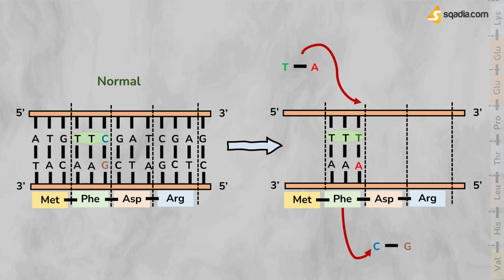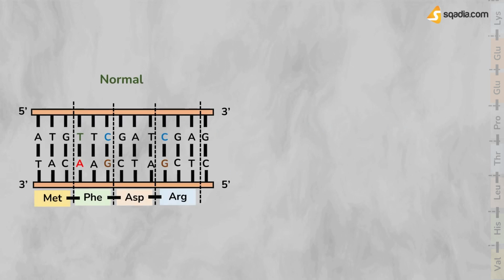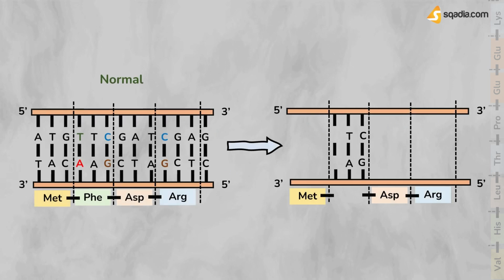But in missense mutation, substitution involves replacement of a base pair if the amino acid encoded by the new codon is different. Let's understand it. This is the normal sequence. But in missense mutation, cytosine and guanine replace thymine and adenine, but in this case a different amino acid is encoded, which is lysine.